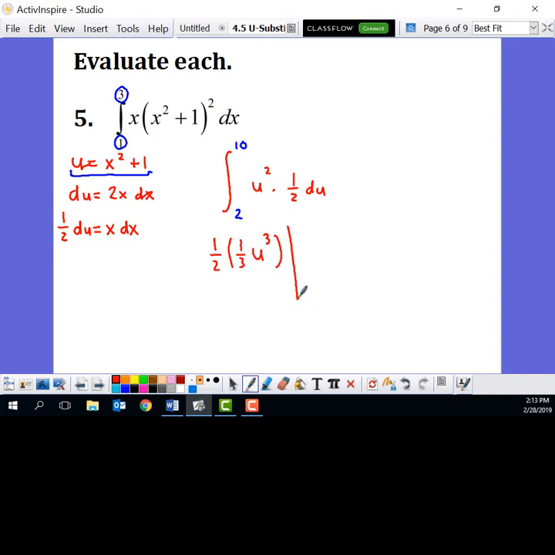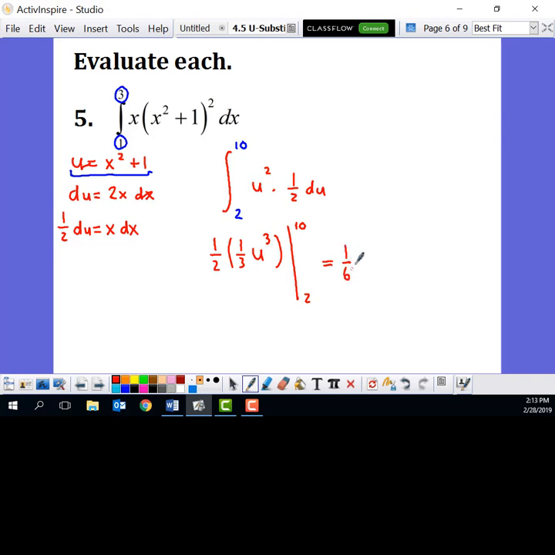Now here you don't need a plus c because it's not an indefinite integral anymore. We have an upper and a lower bound. Now before you sub x squared plus 1 back in for u, we actually kind of already did that work when we changed the upper and lower bounds. So the next step on this is actually really easy. You can just take the upper bound and plug it in for u.